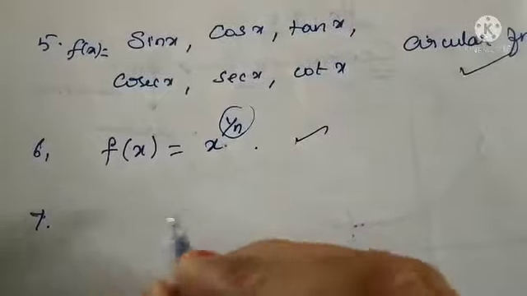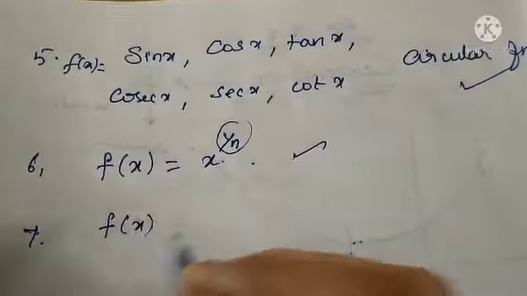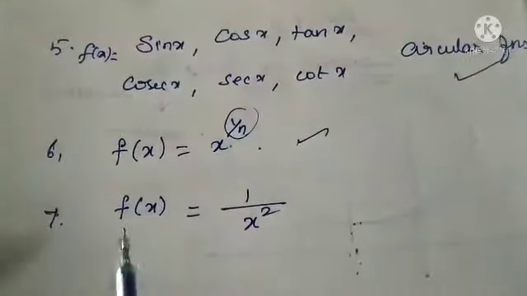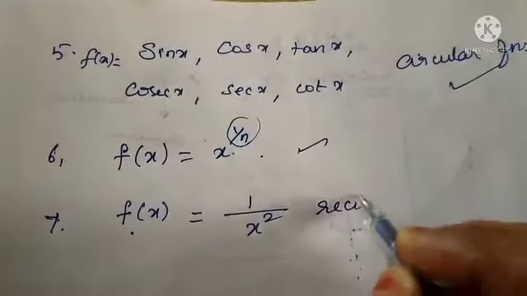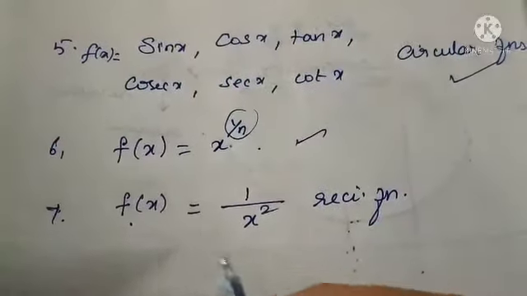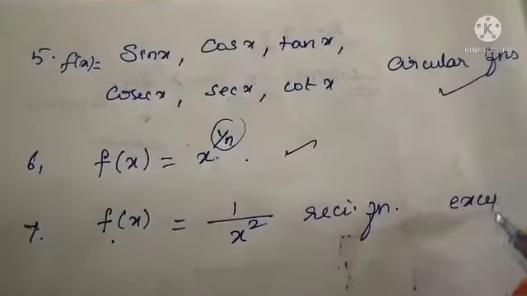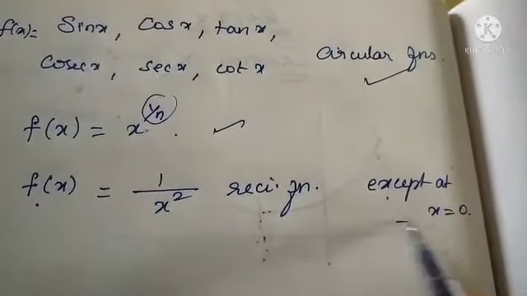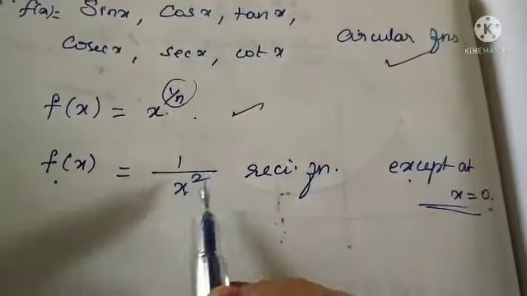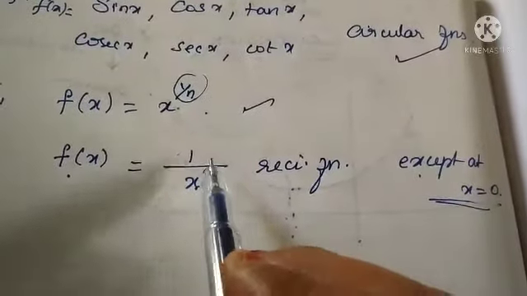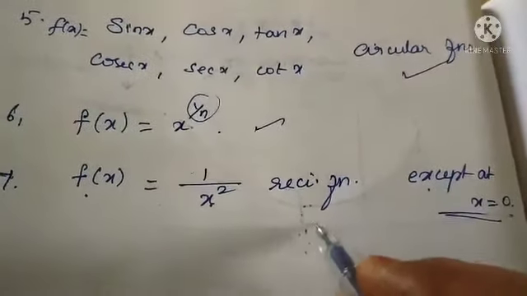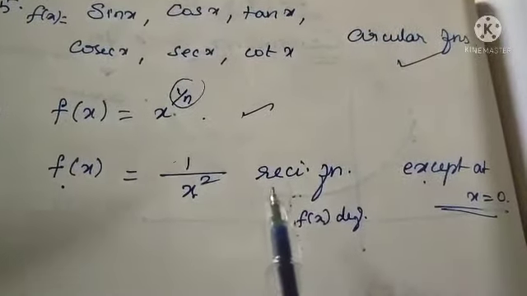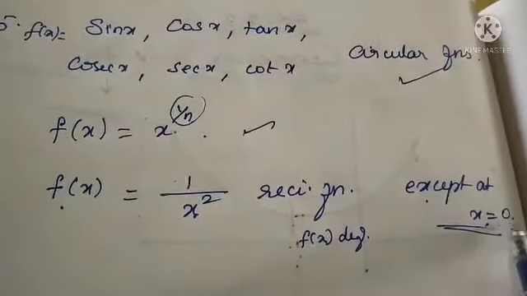Seventh one, reciprocal function. For example, let us take f of x is equal to 1 by x square. When the given function is a reciprocal function, it will be continuous except at x equal to 0. Why we are mentioning except at x equal to 0 means if you put 0 here, that will become infinity. Now, I said that for continuity f of x should be defined, right? So to be defined, which value should you omit? You should omit x is equal to 0.